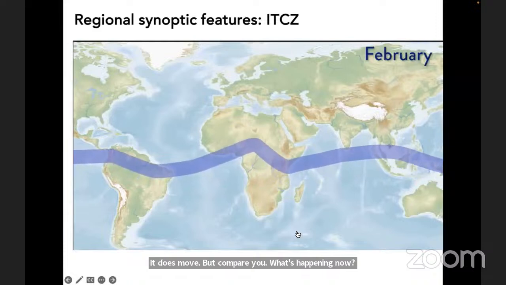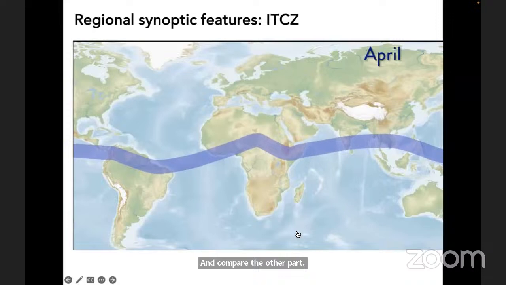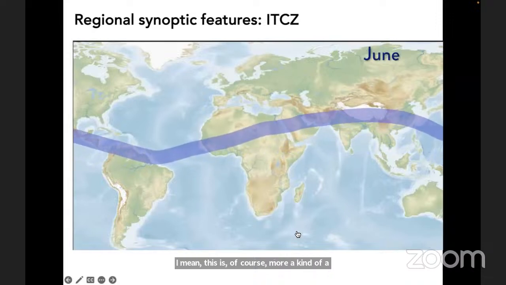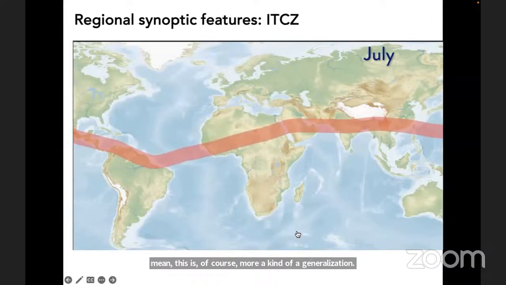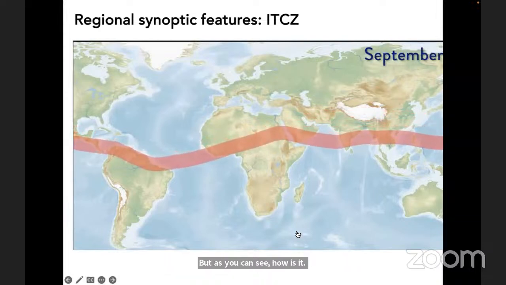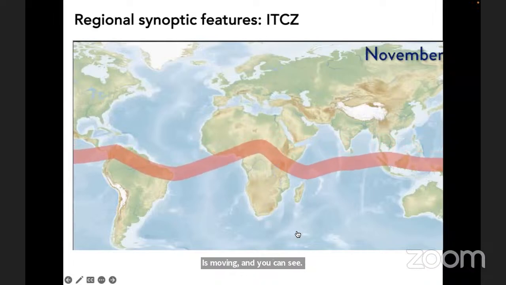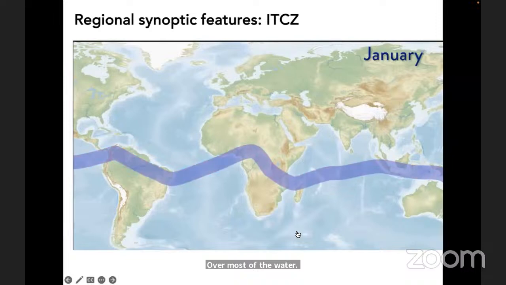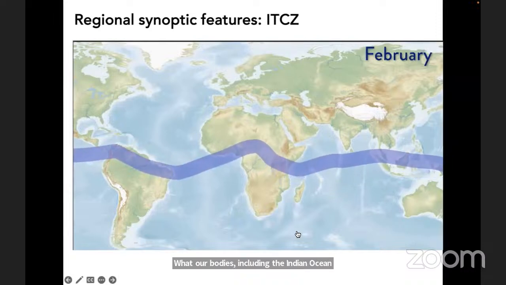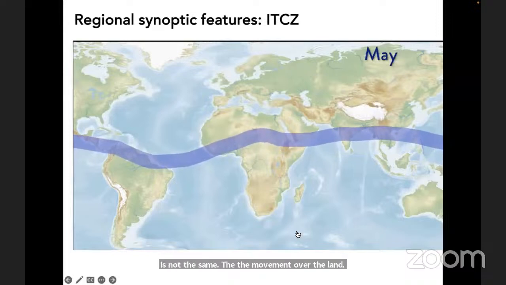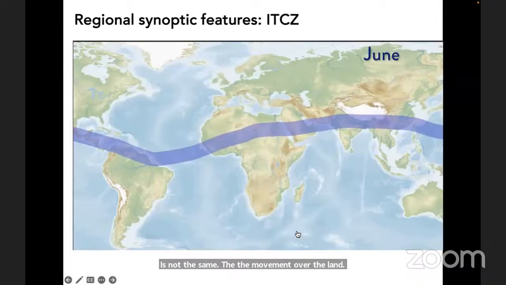I mean, this is of course more of a generalization, but you can see how the ITCZ is moving, and you can see over most of the water bodies, including the Indian Ocean, it is not the same. The movement over the land and over the water body is not the same. And the question is, why is that happening?